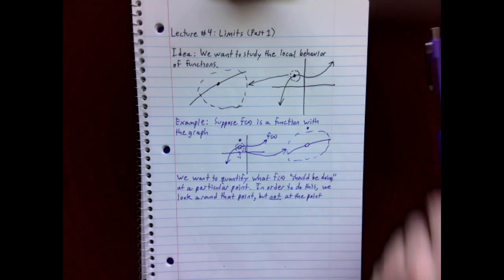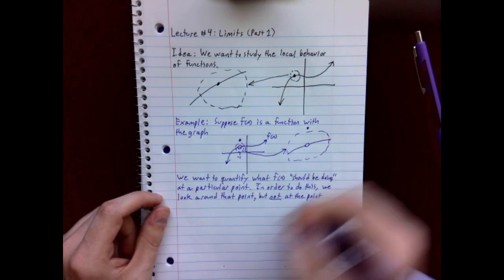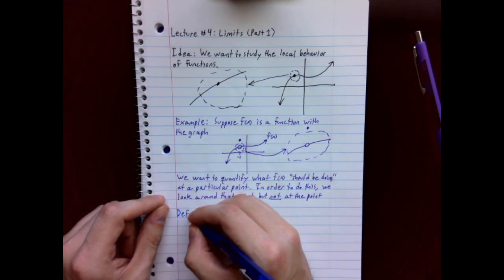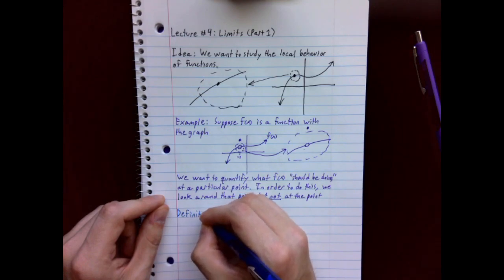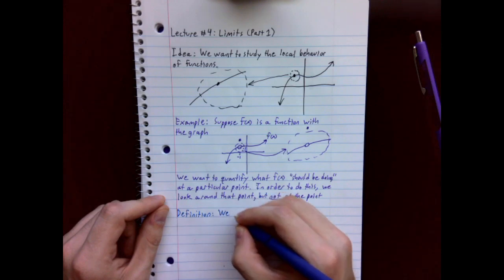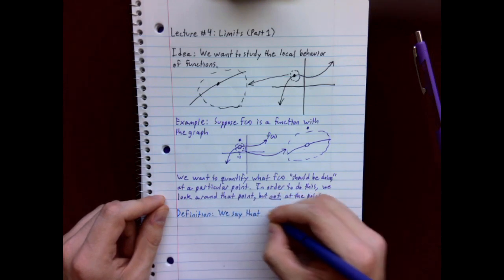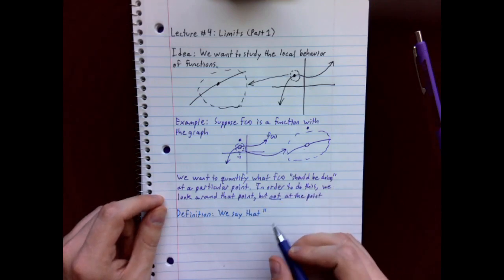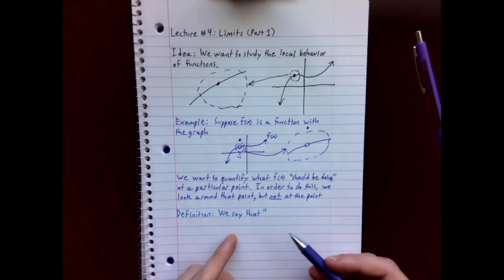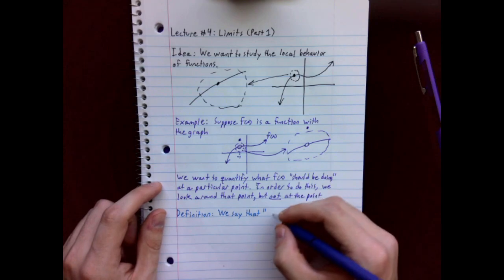And so now let's go ahead and formally introduce the definition and the notation of a limit. So definition: we say that, and here I'm going to write out a statement and then put some notation with it afterwards. So the following statement is expressed in the notation that I'll write.